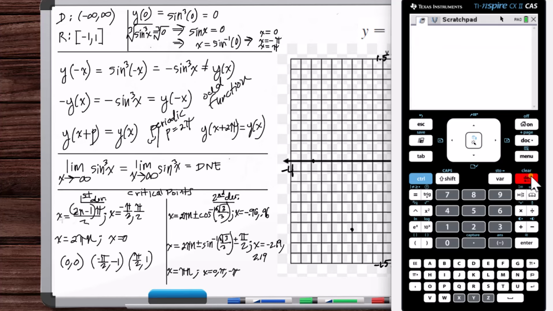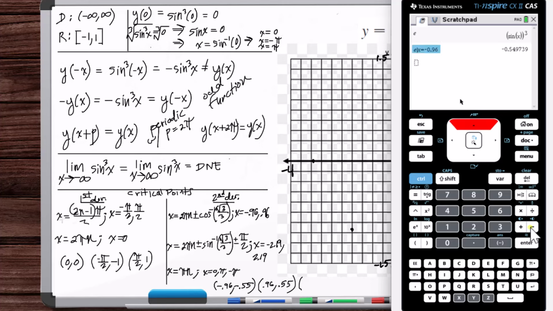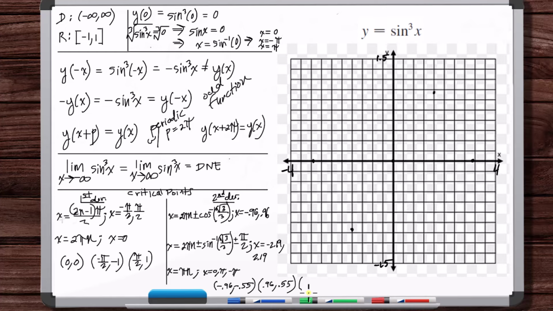What we'll do is, the original function with x is equal to minus 0.96. So minus 0.55. All right, and then we multiply each component by minus 1. Okay, now 2.19, 0.54, so 2.19, 0.54, and then multiply each component by minus 1. It's an odd function.